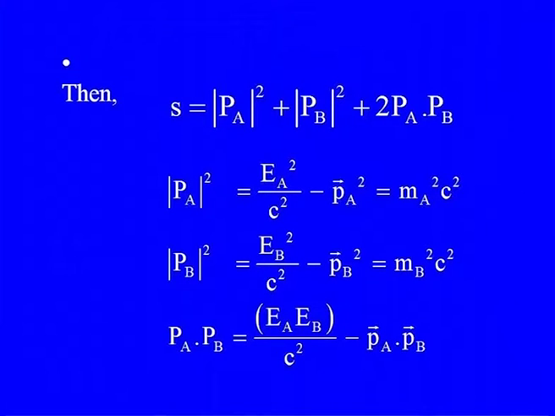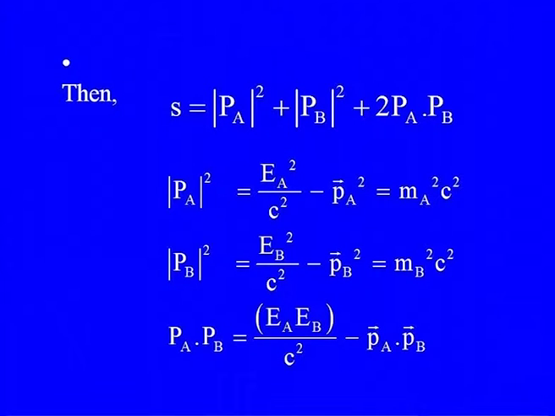Now we all know how to do these 4 vector dot products and calculate these norms. For example, what's PA squared? That's the 4 vector of A squared in the center of mass system. We know that it's EA squared by C squared, that's the energy of particle A in the center of mass system, minus the 3 vector norm of particle A. And then the norm of the 4 vector is nothing but MA squared times C squared, that's the rest mass squared of particle A multiplied by C squared.